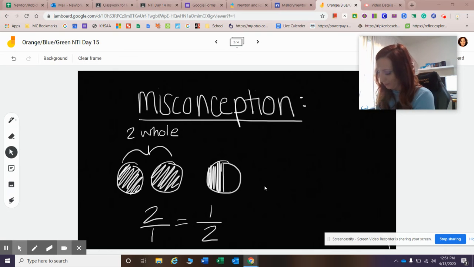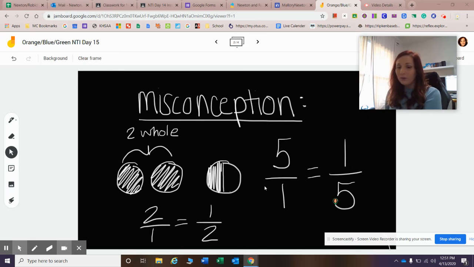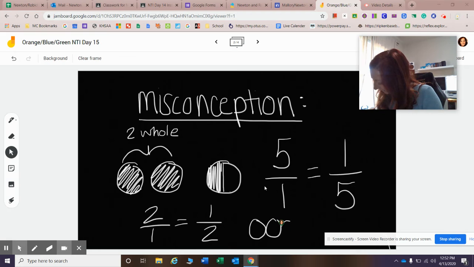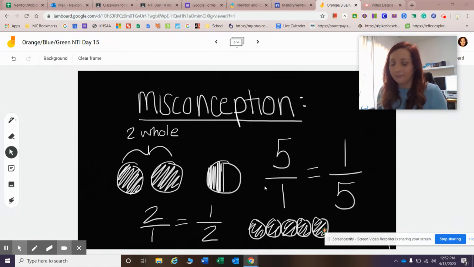Let's look at another example. 5 over 1 is the same thing as 1/5? Well, 5 over 1 is going to get us the number 5. Remember, a whole number is a number that doesn't have a fraction. A whole number is a number that we work with every single day. So this is not broken into any parts, and I get 5 pieces of it. So essentially, I get 5 whole pizzas, or 5 whole pies.